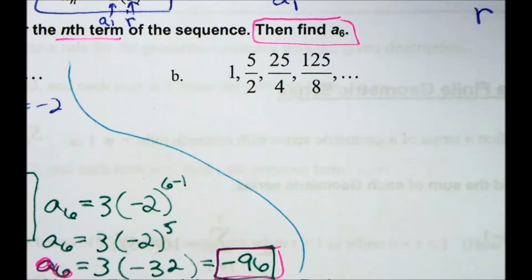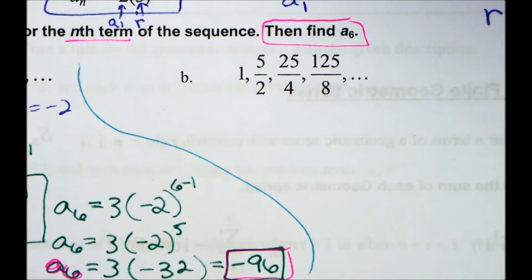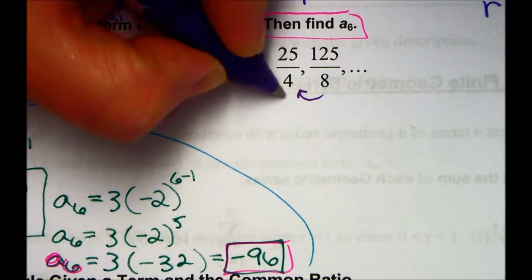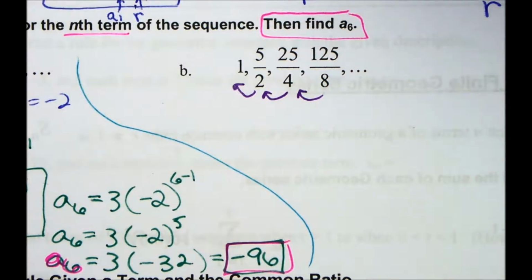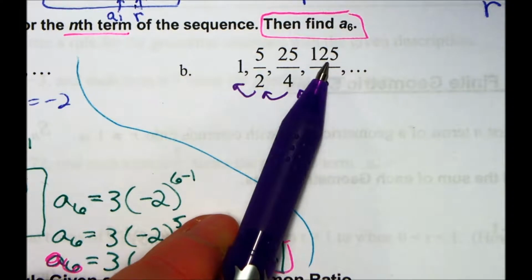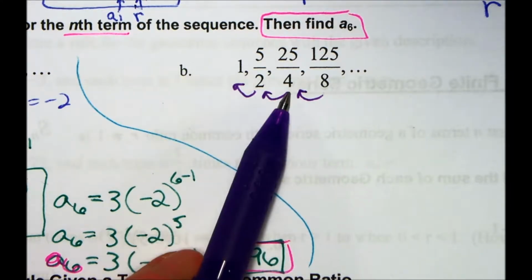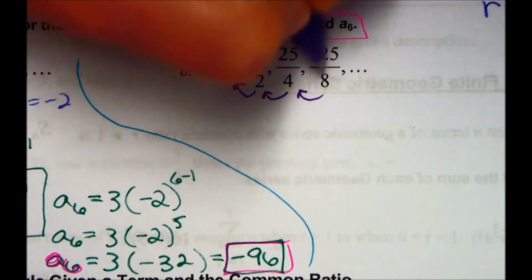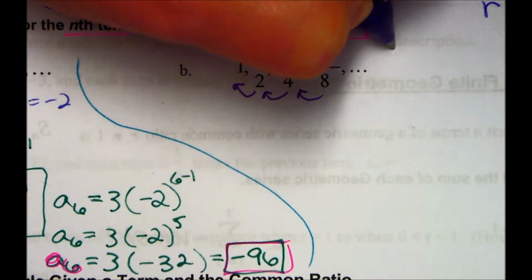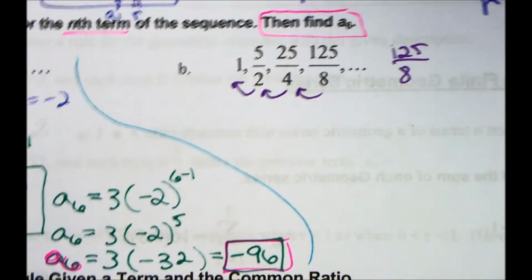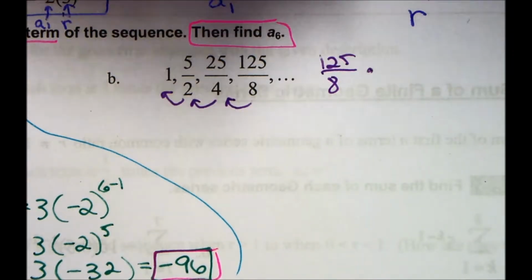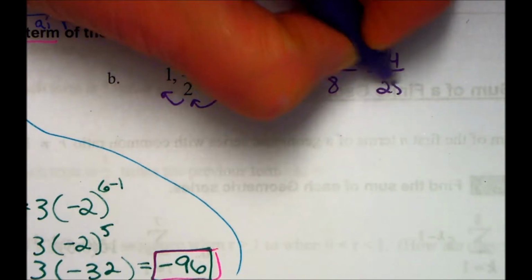Example B. This one is just a little bit more difficult because it's fractions, but again, don't let the fractions scare you. You just do the same steps that we did before. We're going to divide right to left, right to left, right to left. So if I took the 125 over 8 divided by the 25/4, dividing a fraction is the same as multiplying by its reciprocal. So I'm going to do this over here. 125 over 8 divided by 25/4 will be the same as multiplying by 4 over 25.